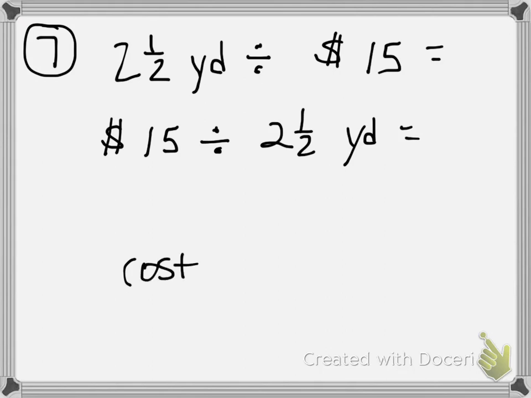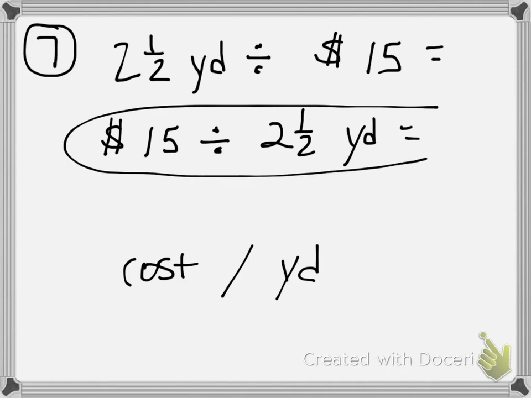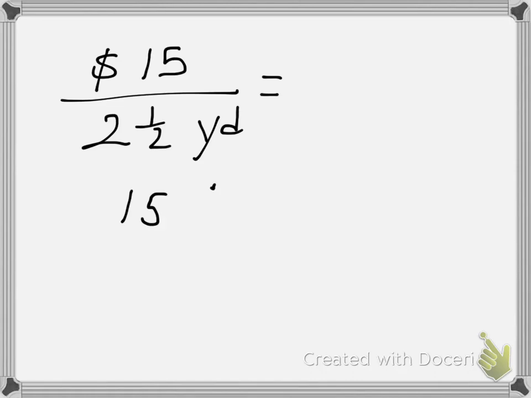Cost per yard. This is the one that follows that setup. It starts with the money, which is the cost, division next, which is our per, and then we have the yards. So we need to do $15 divided by 2.5 yards. So here we go, $15 divided by 2.5 yards.